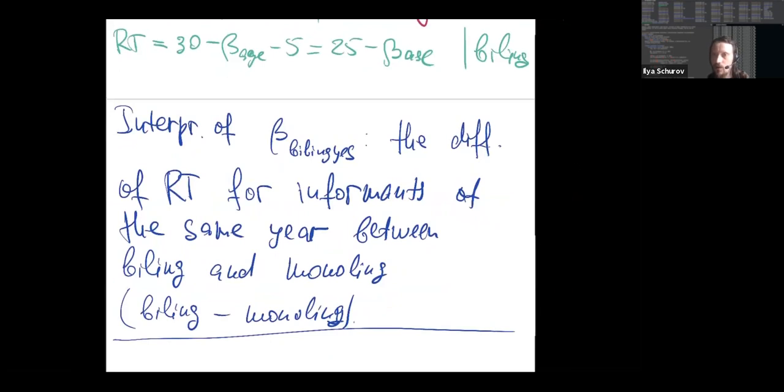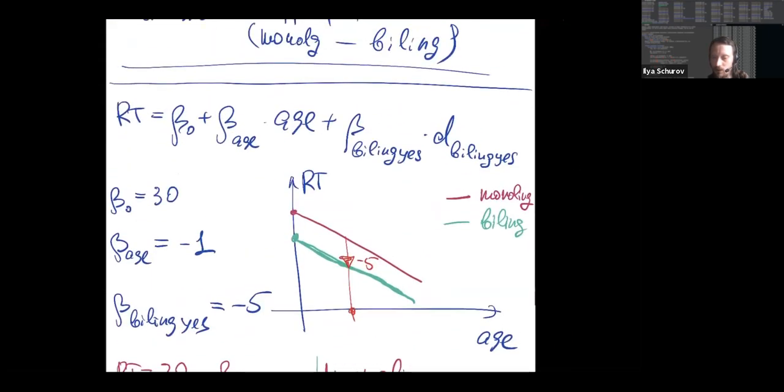Actually, this corresponds to our general approach to the interpretation of coefficients in multivariate regressions, because we say that a coefficient shows what is the increase of this dependent variable when we increase this independent variable by one and keep all other variables fixed. So this is basically the same as usual.